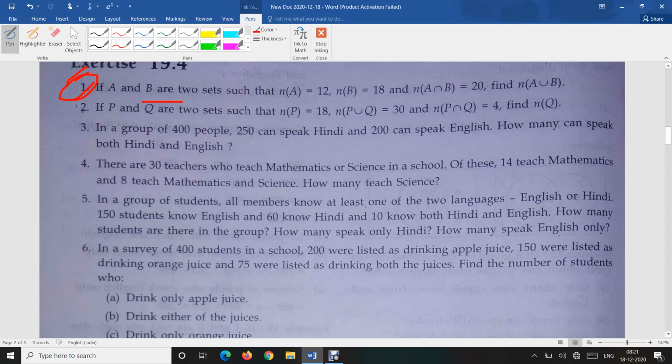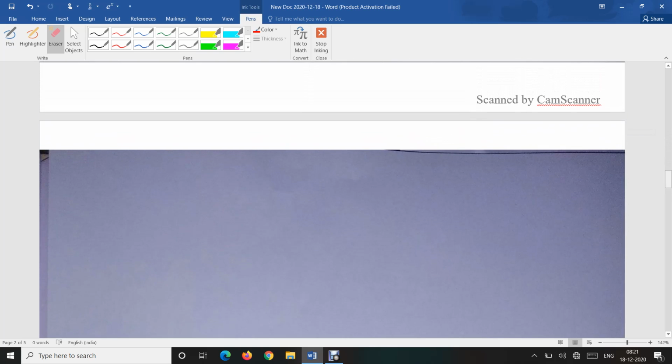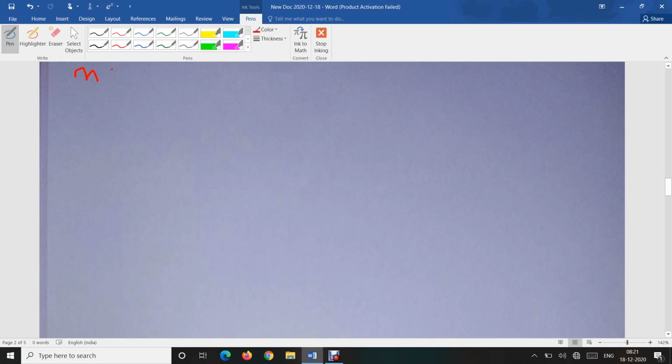Now let us move towards the questions of exercise 19.4, and this is question number 1. If A and B are two sets such that n of A is equal to 12, n of B is equal to 18, and n of A intersection B is equal to 20, then find n of A union B. See the question clearly. We have to find n of A union B.